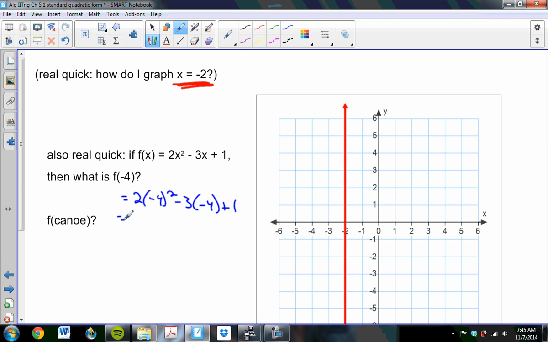I get 2 times 16, so you do -4 squared, you get 16 first, plus 12 plus 1, which is 32, plus 12 is 44, plus 1 is 45. And if I did f of canoe, that would be 2 canoe squared minus 3 canoe plus 1. Those are two review things. They'll be important for this next couple slides, actually.